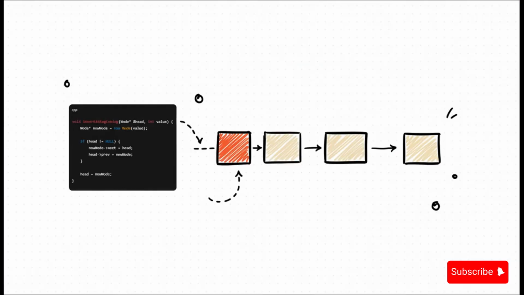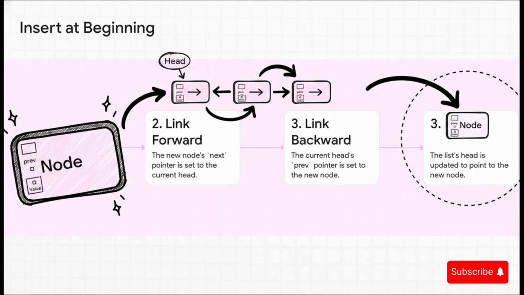First up, let's add a new node right at the beginning of the list. We've got this function, insert at beginning. It just needs to know where the list starts, the head, and what data to put in the new node. We'll make a new node, but then we have to be really careful about how we wire up all the pointers to get it in the right spot. Let's walk through it.